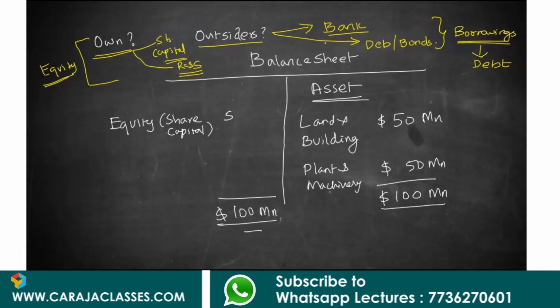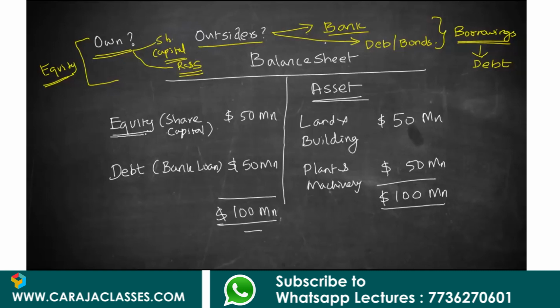And let's say it is $50 million, and you have borrowed from bank. So you have borrowed from bank, and if you are borrowing, it will be called as debt. Debt is something which you have to repay. So it is bank loan, it is repayable. So it is another $50 million. So both the money are repayable.